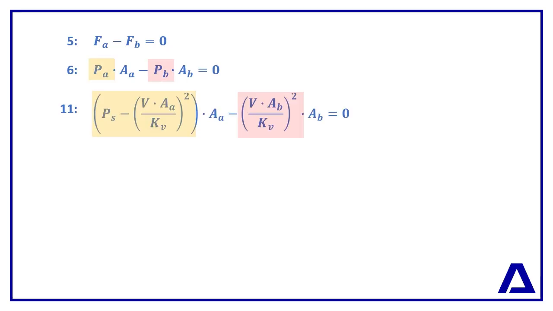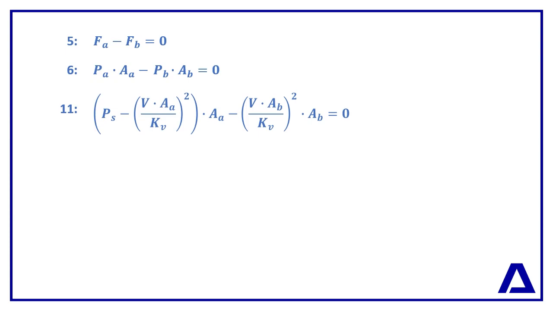Let's review what we did so far. We started with force A minus force B equals 0. We substituted the A and B forces with pressure times area. Then we substituted both pressure A and B with the pressure drop formulas that included velocity times area divided by the valve constant squared.